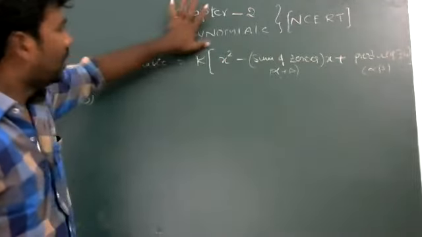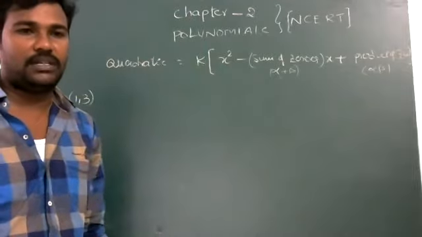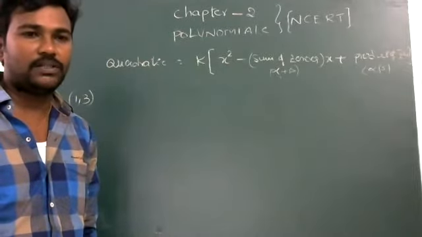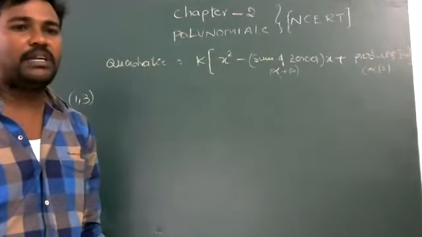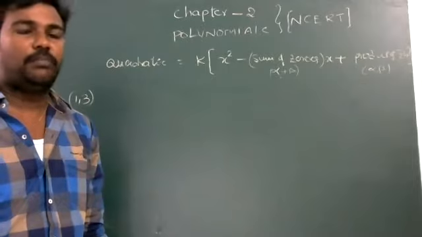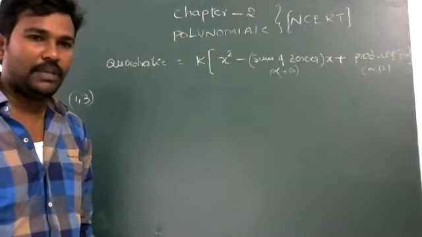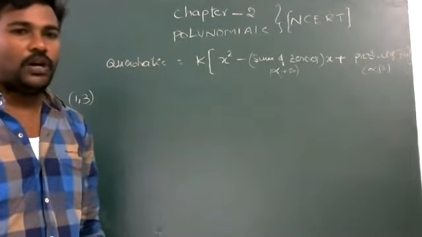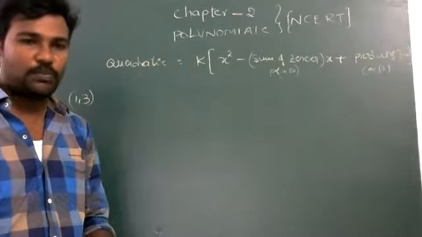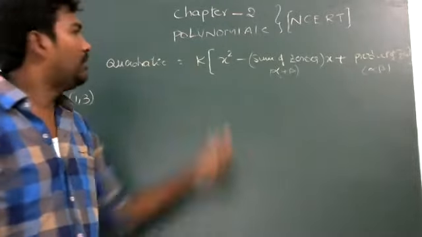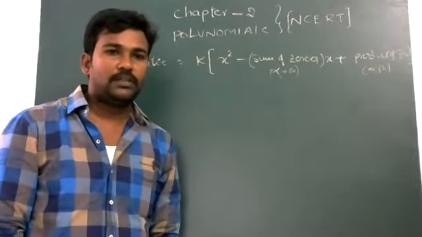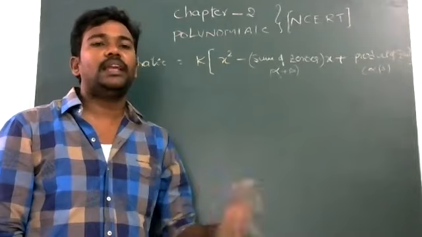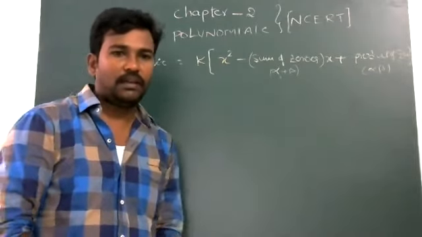Here you can assume k equals any constant, where k depends on the denominator of the polynomial. Suppose you are getting 3x square plus 4x plus 1 by 4. Then you take k equals 4. That's why you can take k as any constant.